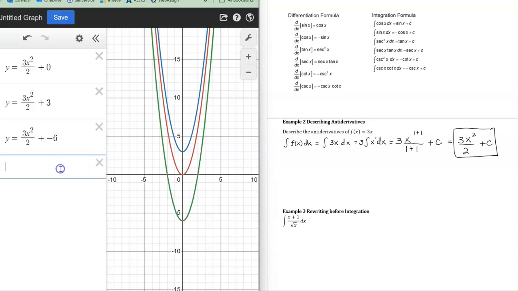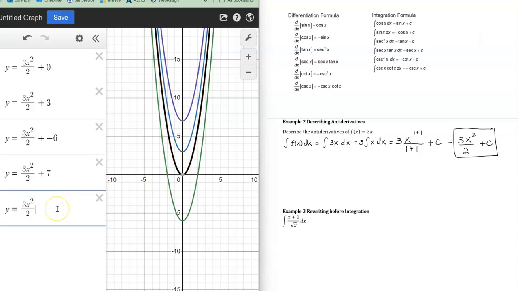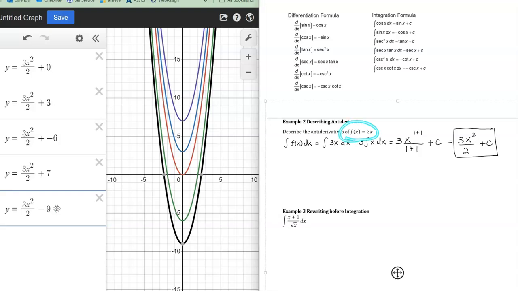So notice that I'm not talking about one particular answer. We have built a family of functions. All of these functions that we see there, all of these graphs, if we take the derivative of any of those functions, we will get 3x. That is what it means to be the family of antiderivatives.